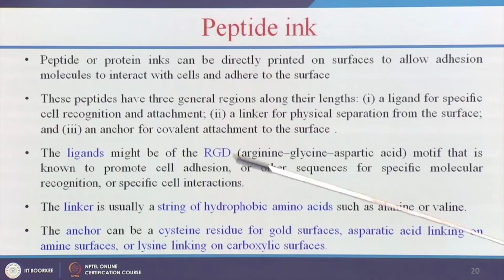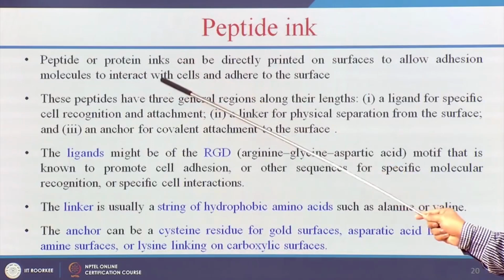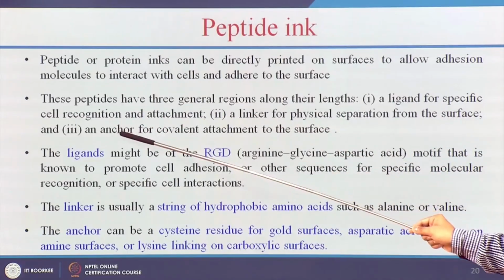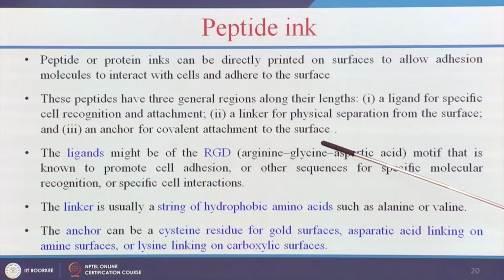So this peptide or protein ink can be directly printed on any surface, okay, and it will allow the adhesion of molecules to interact with cells, and it also adheres to the surface, okay. And these peptides have 3 regions, as I already told you. It has a ligand which is for cell specific recognition, and also a linker for physical separation from the surface, and an anchor for covalent attachment to the surface.